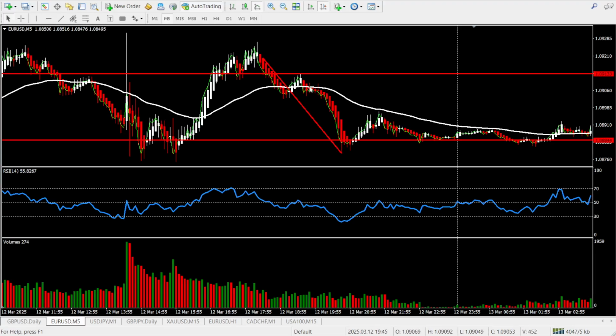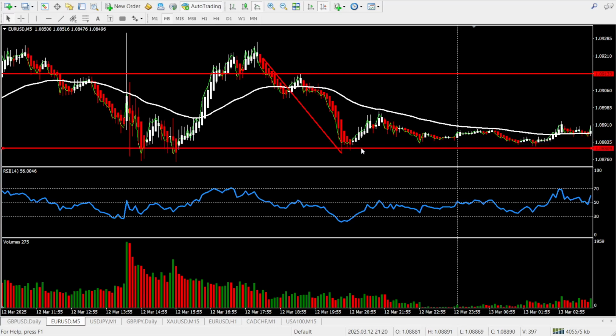For example, if you had entered a sell after this pullback, you can exit once the price gets to this support or once this first white candle forms, you can exit your sell. So you would have caught this move all the way from here to here. All right. Then you can also use trend reversal strategies.